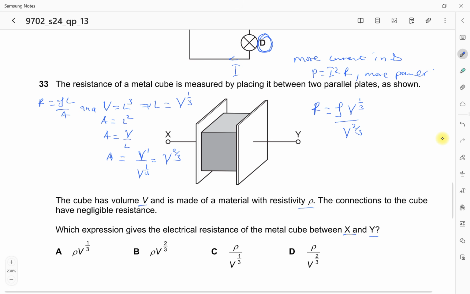This is too much mathematics. So this is rho V. We subtract the powers: a third minus 2 over 3 becomes power negative 1 over 3. So resistance is rho times V to the power negative a third, and this is the same as rho divided by V to the power a third. When you take it to the bottom, the negative disappears, which makes the answer C.